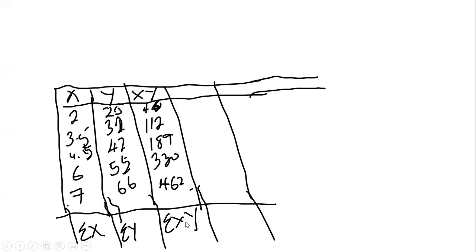Yes. Please. So what we will have to do is that we now have to add 40 plus 112 plus 189 plus 330 plus 462 in order to get the summation xy. Please, someone should quickly do that for us. Then another person should also be doing the summation of x for us by adding 2 plus 3.5 plus 4.5 plus 6 plus 7 so that we put it here. Another person should also do summation of y for us so that we put it here.